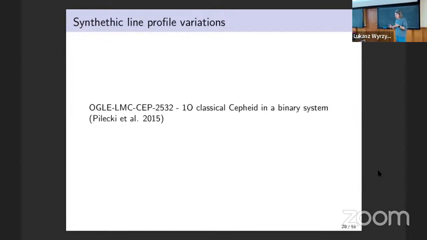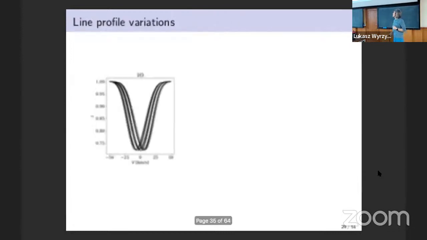So for the calculations, I used a classical Cepheid that is in an eclipsing binary system that was studied by Pilecki and collaborators. Because it's an eclipsing binary system, I had physical parameters determined very well, so it was a perfect example to use for the calculations.